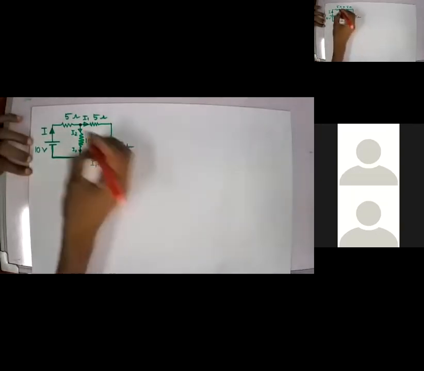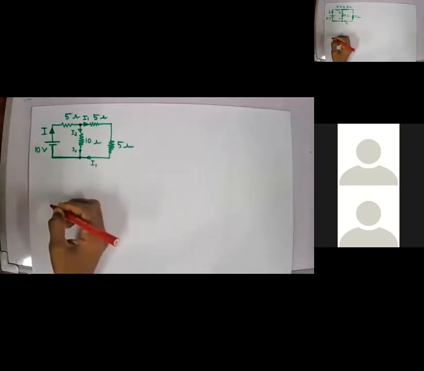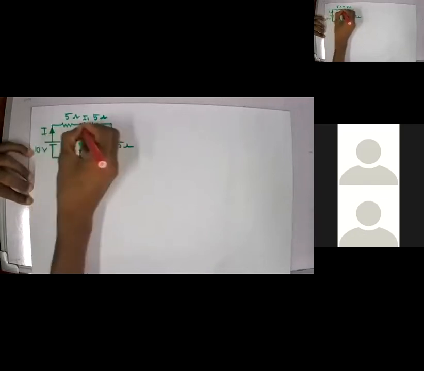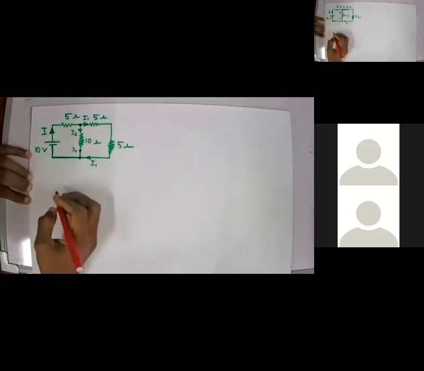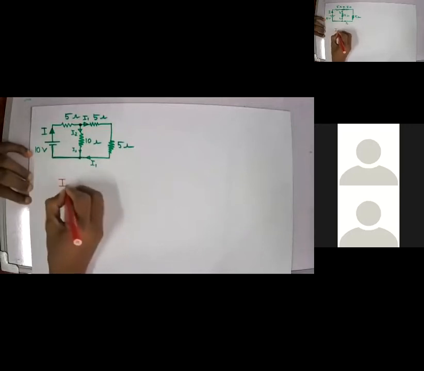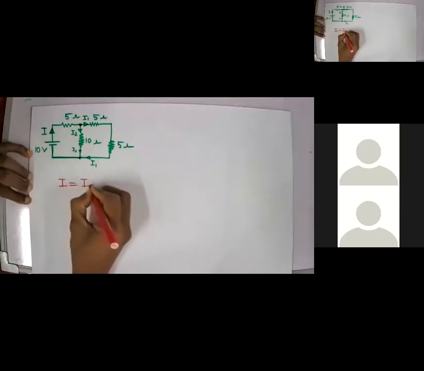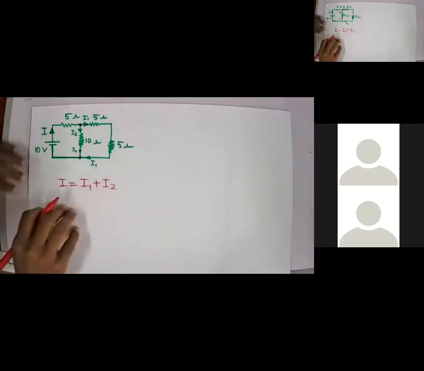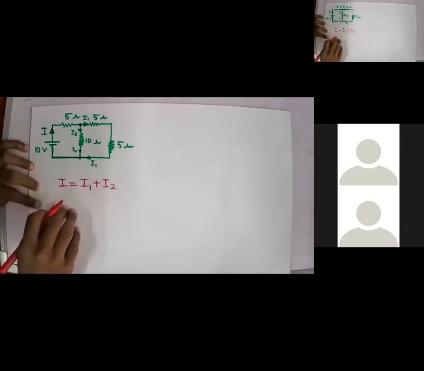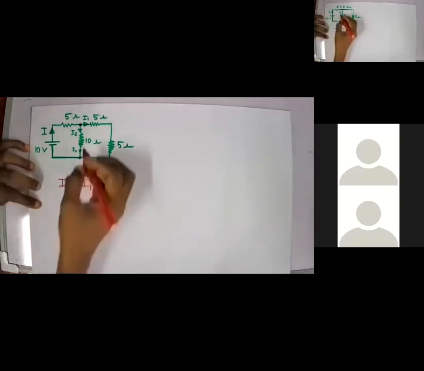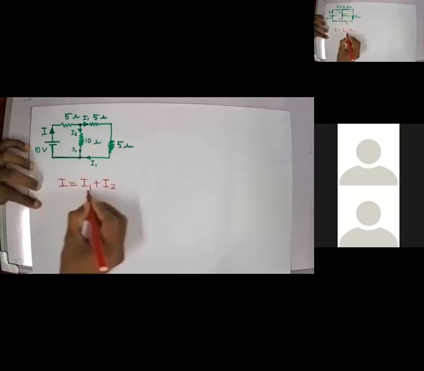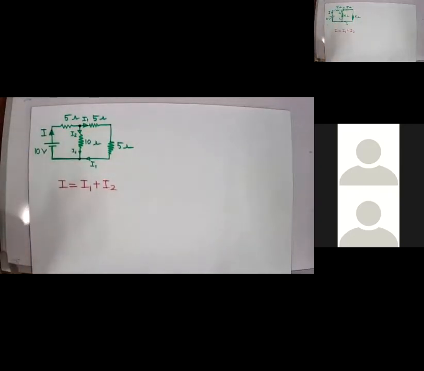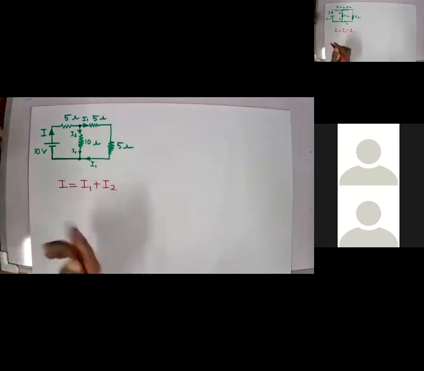Right. So at this point, if I apply Kirchhoff's current law, I can say that the incoming current is I and I have two outgoing current branches. So I can say that I equals I1 plus I2. Clear? Or simply what I can do directly is I can make it as I2 equals I minus I1, right? That is my choice.